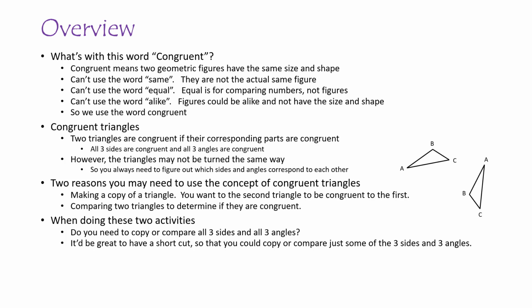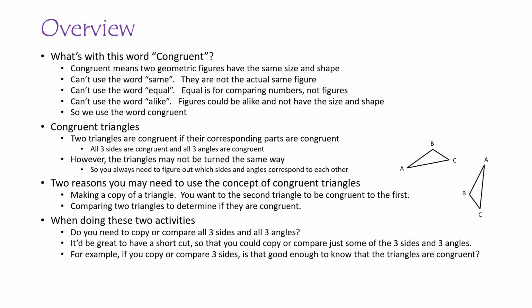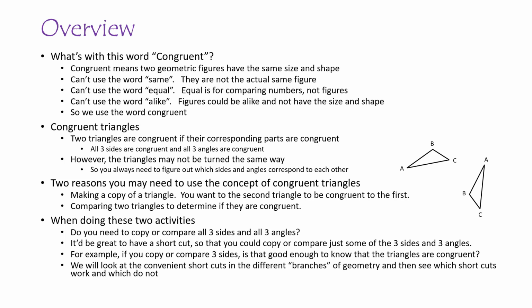When you're doing these two activities, the question is, do you need to copy or compare all three sides and all three angles? Or could you use a shortcut, that would be to just copy or compare some of the three sides and some of the three angles? For example, if you were to copy and compare just the three sides, is that good enough to know whether the triangles are congruent? We're going to look at the best shortcuts to use for the different, what I call branches of geometry. You'll see what I mean. And then see which of these shortcuts work and which do not.